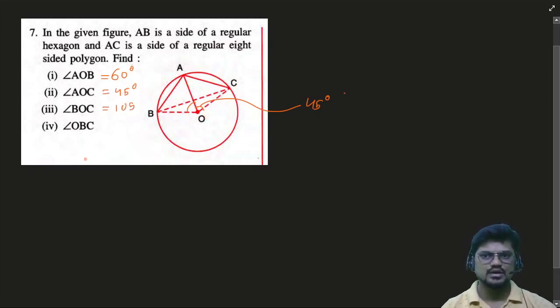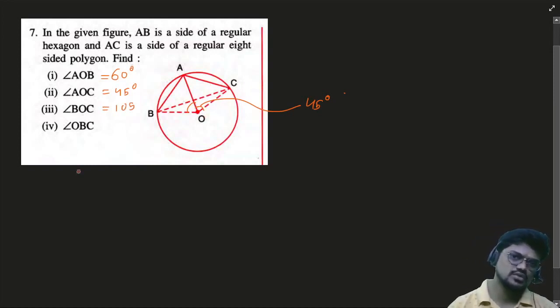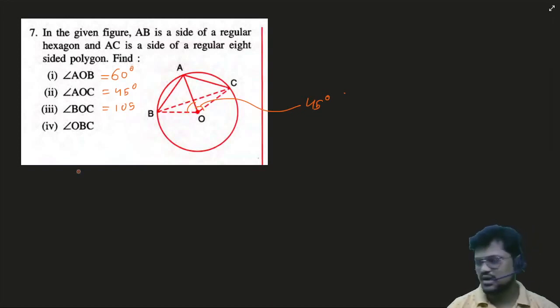How do you find angle OBC? Shlok, how can we find angle OBC? You can also tell in your language if you want, in Hindi, Marathi, whatever. It's no problem, but it's a maths lecture, not a language lecture. 180 minus 105, and then that will be the answer. 180 minus 105 gives you 75.